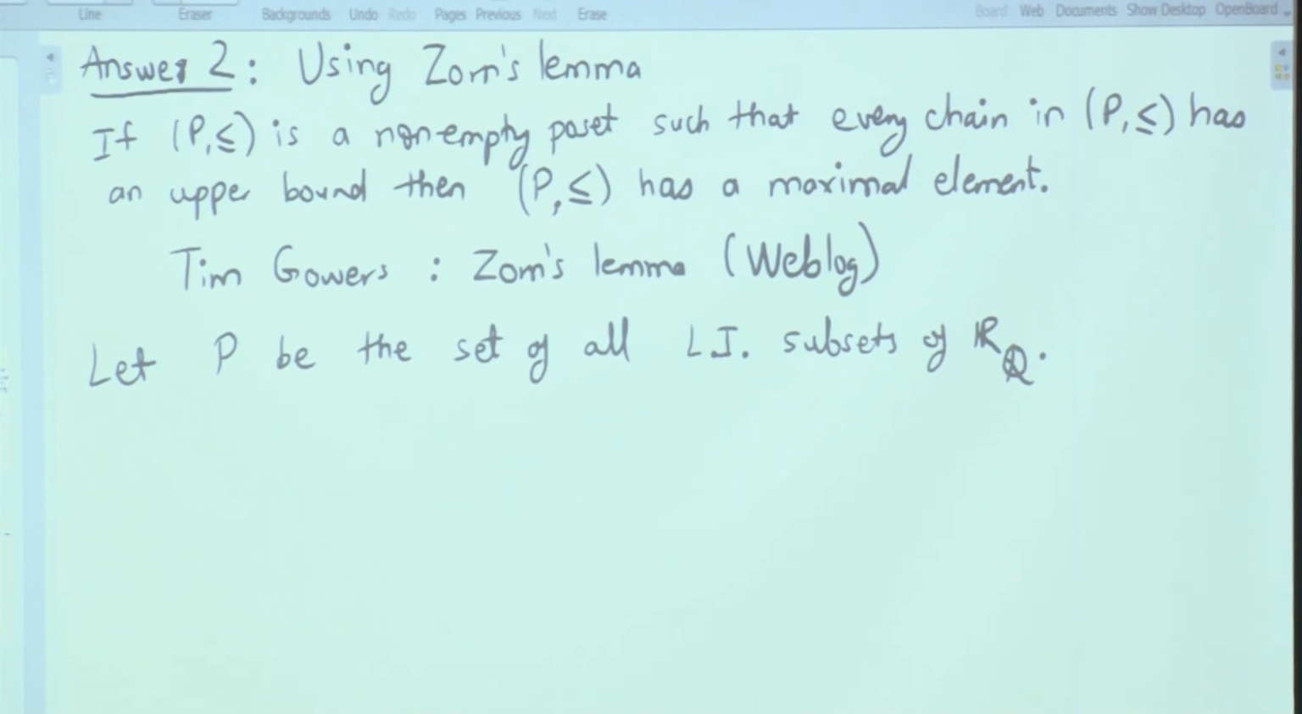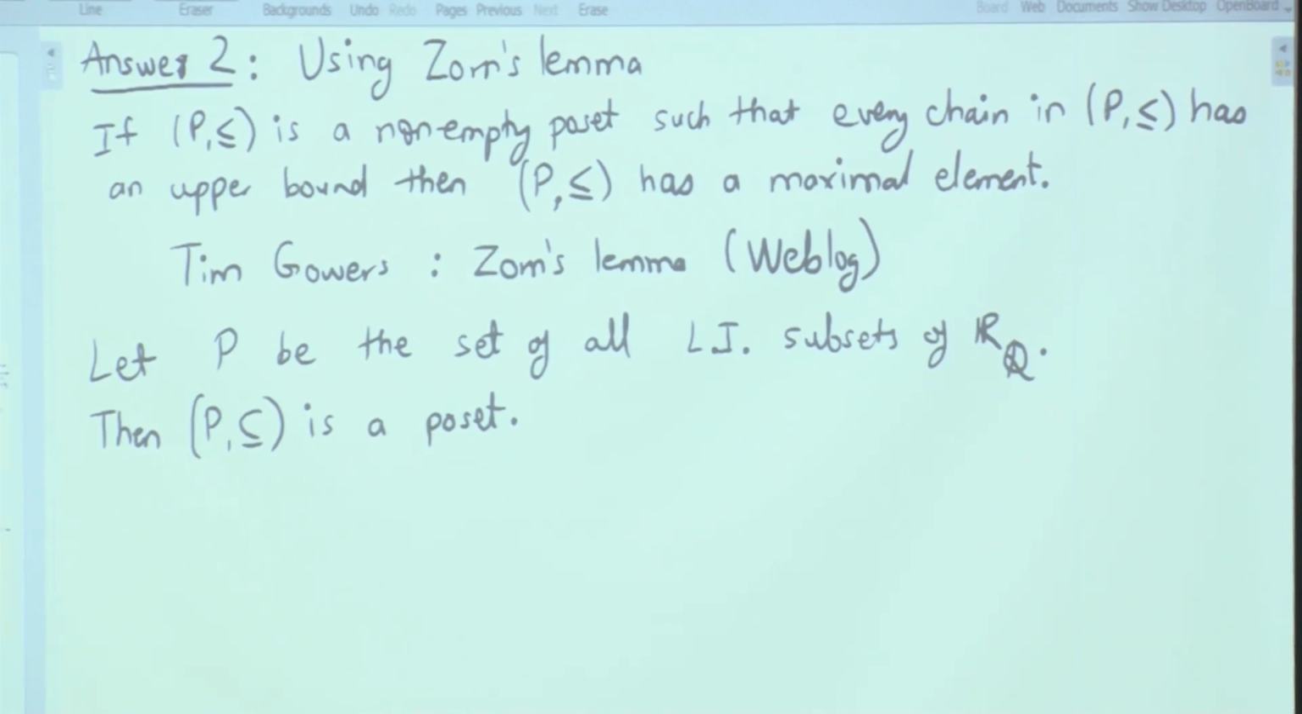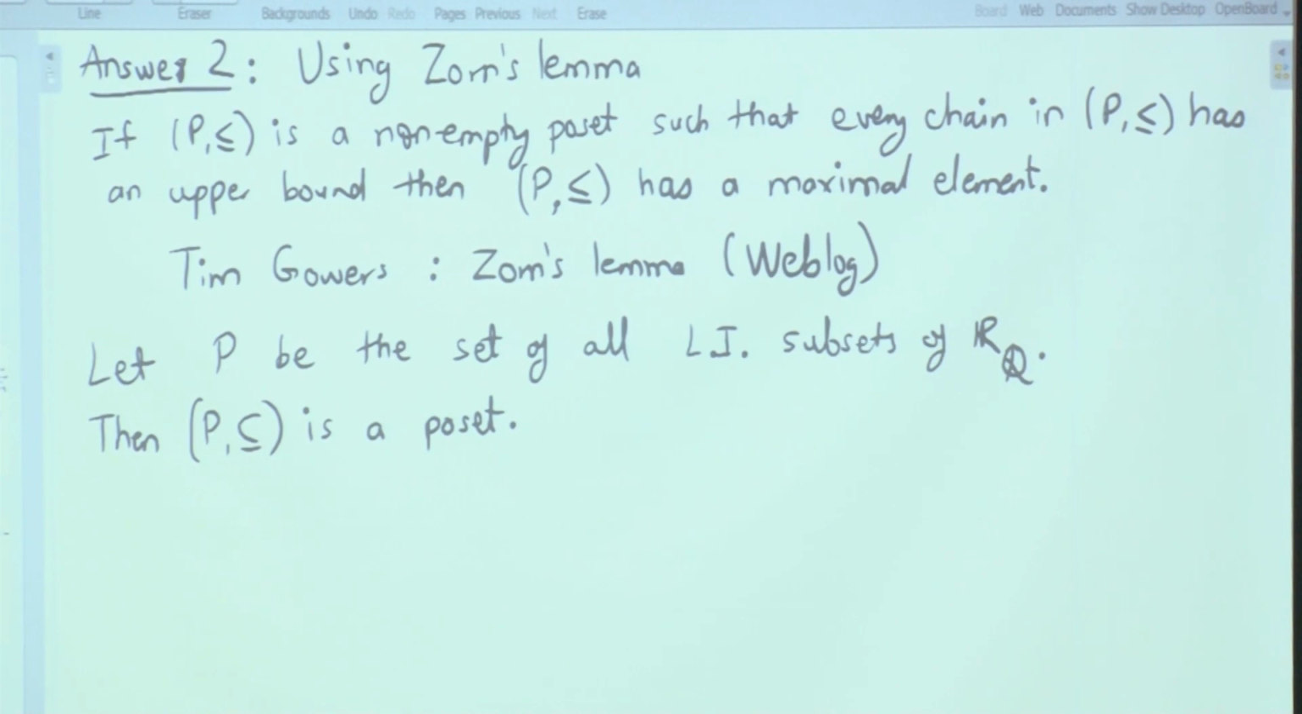Then P with subset is a poset. Correct? P with subset is a poset because one linearly independent set contained inside another linearly independent set is a partial order relation. That much we know. Is it non-empty? Tell me, is it non-empty? Does there exist a linearly independent set? Which one? Any singleton. So clearly non-empty, since the singleton {1} belongs to P, we have P is non-empty.